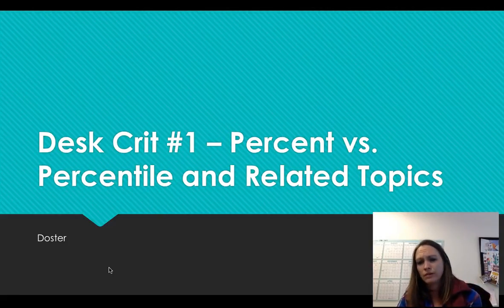Through my role here at the Medical Partnership, one thing that has stood out to me is a very common misconception or misunderstanding of what, as this title slide says, percent versus percentile, what those two statistics actually are, what they mean, and what they tell you. In addition to being able to explain that to someone else.